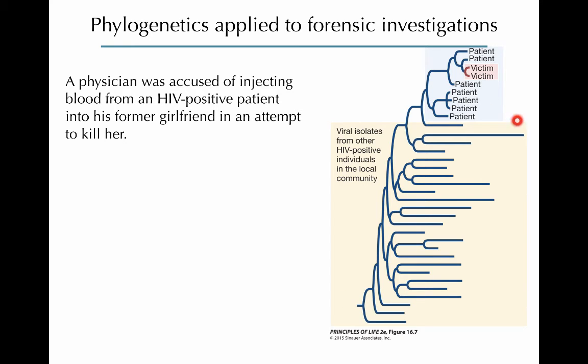So all of these endpoints here are different viruses, different HIV samples. And what they noticed here is when they did the phylogenies, the types of sequences in her virus, the girlfriend's, were most closely related, most similar to the sequences in the viruses from that doctor's patients. And they were less closely related to samples of the virus from others in the community.